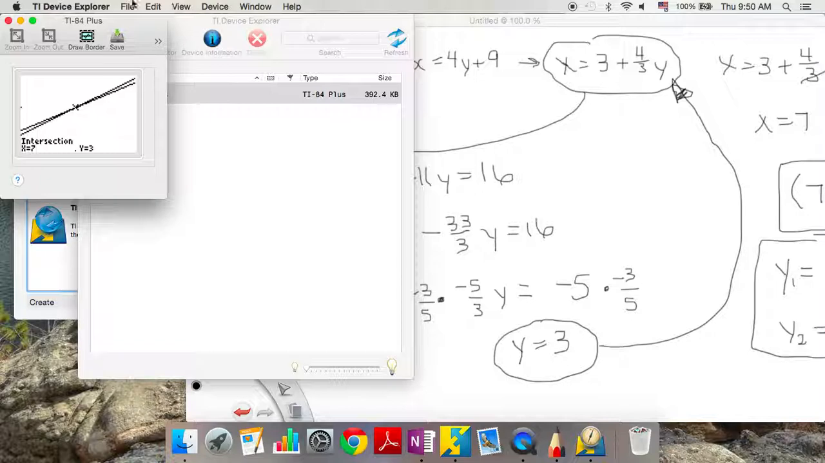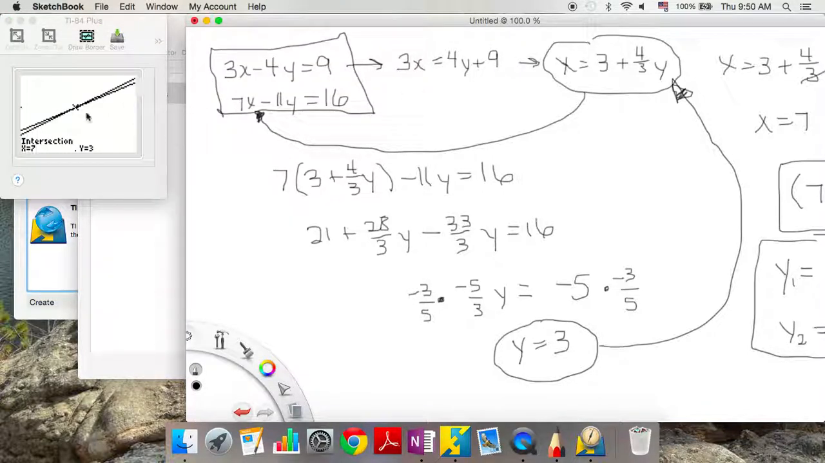So you can see that calculating it out algebraically, what we're getting is the numbers to go with the picture for these graphs. So we have 7,3 is that point that's on both graphs. So that's the solution to the system.